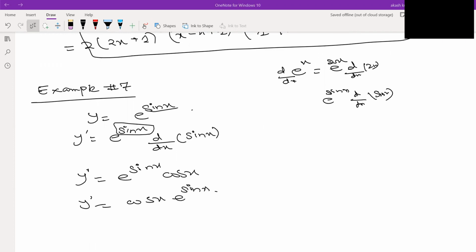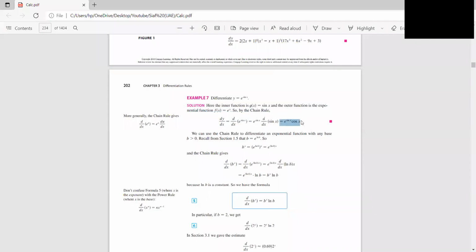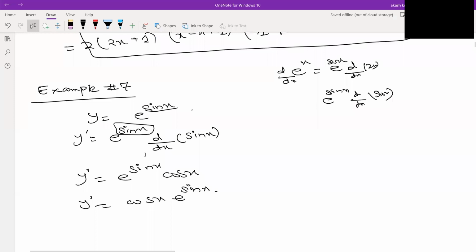Let's get back to the book. In this case, which one is the outer, which one is the inner, e or sine x? e is the outer function and sine x is the inner function.